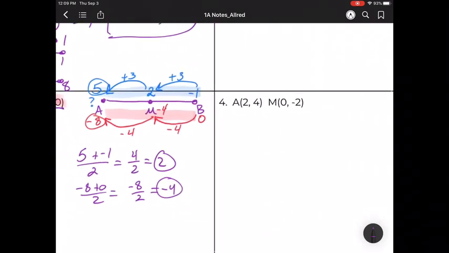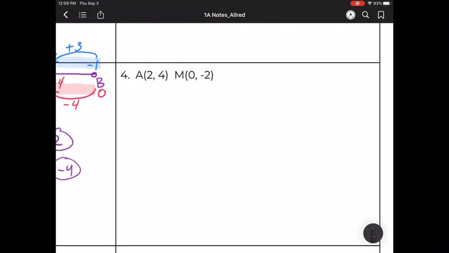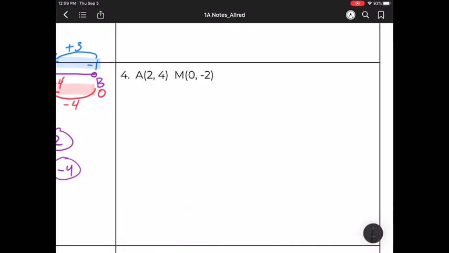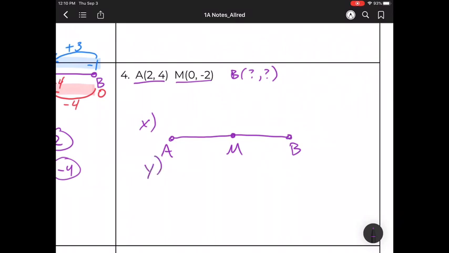Okay, so let's try this one again. I know it says for you to try this one, but we're going to do this one together. This time, we are using A and the midpoint M to find B. And so this time, we're going to draw our picture. Here's A, here's B, M is in the middle. The top row are going to be the x's, the bottom row is going to be the y's. I'm kind of making a little chart here.